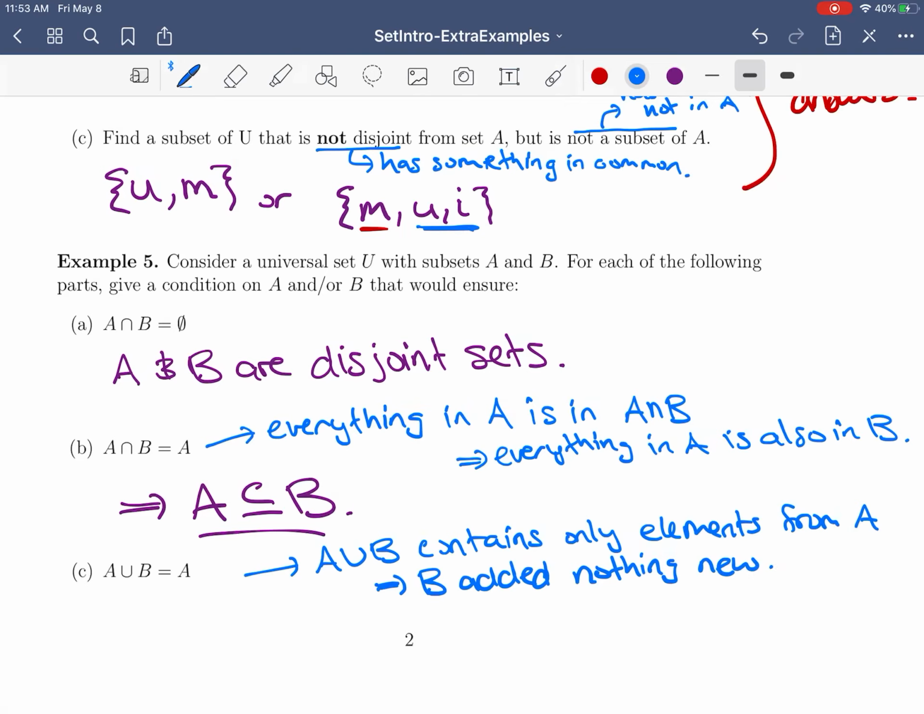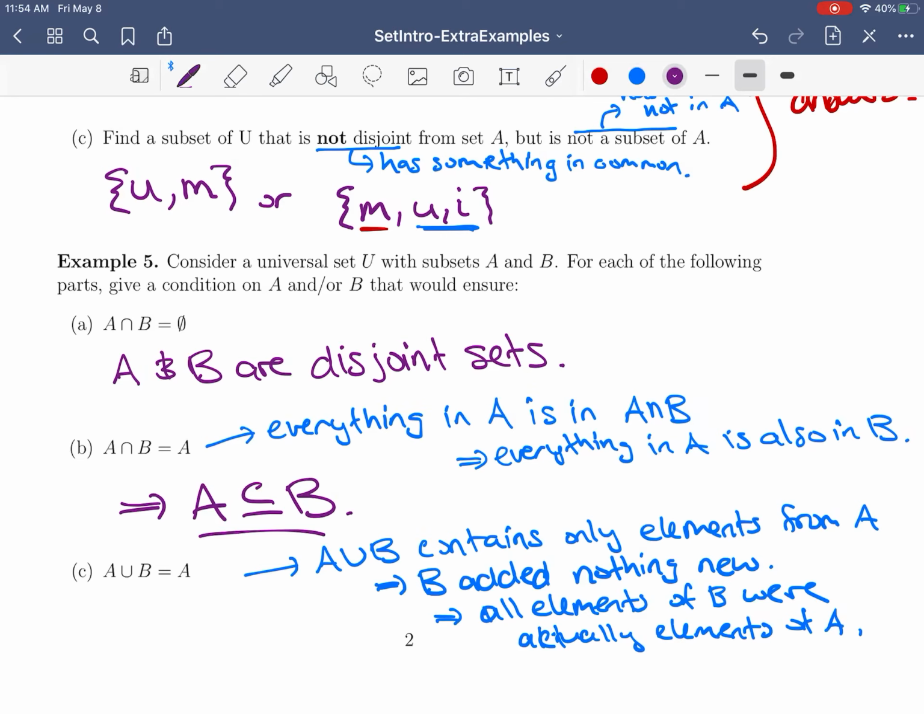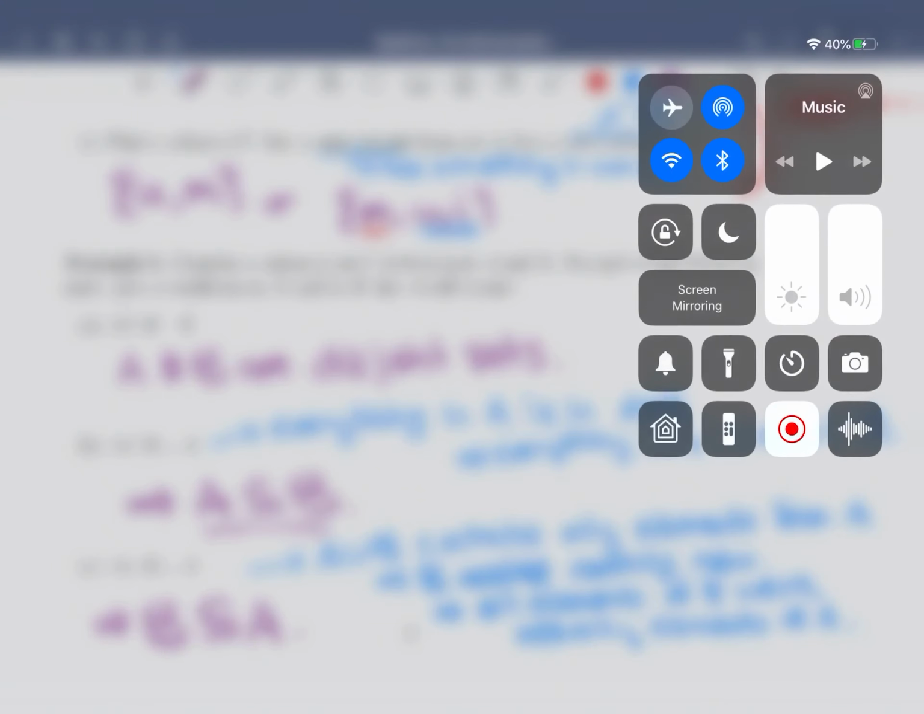So remember how we do the union, we start with one of them, write all of its elements, and then we look at the other one and say, is there anything new? So if we did A first, it means that B added nothing new, which means that all elements of B were actually elements of A. So what that means is that here, the condition that we need is B is a subset of A this time. And those are just a few examples regarding sets.